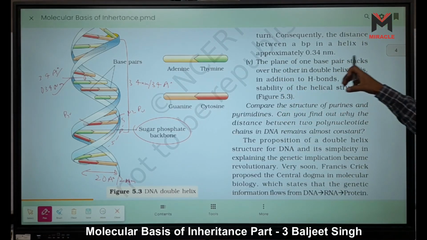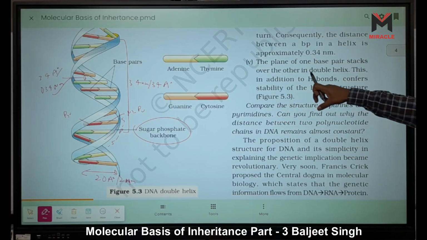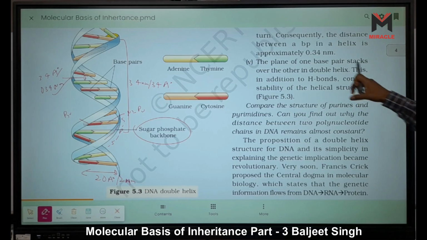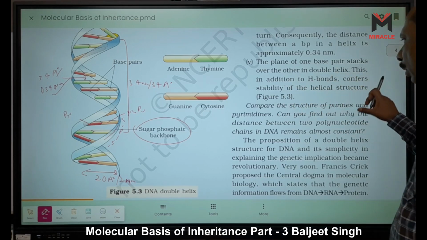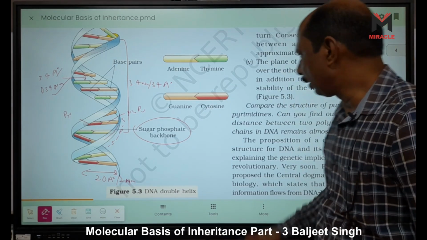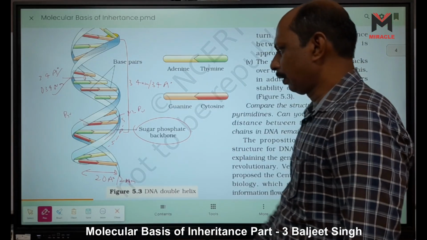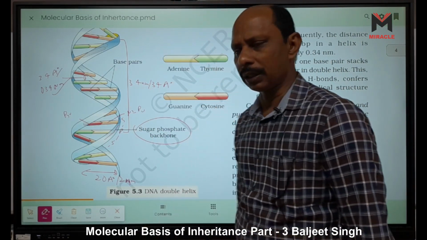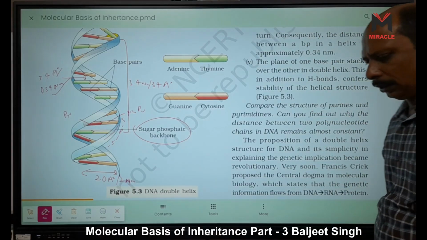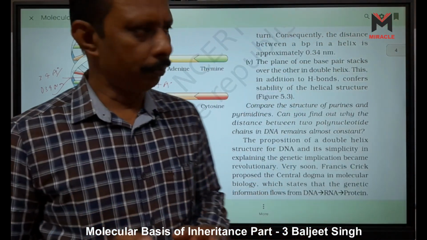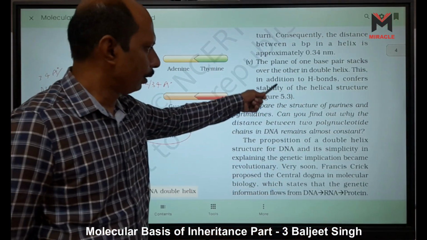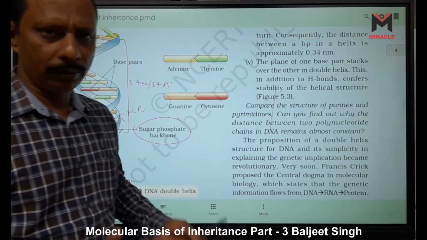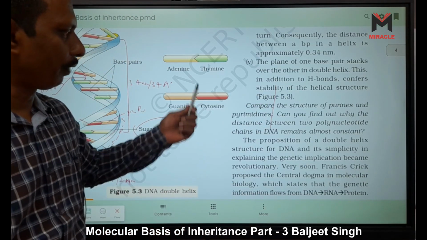The plane of one base pair stacks over the other in the double helix. This is additional: the hydrogen bonds confer stability to the helical structure, because they are stacked one upon another, so it becomes a stable structure, right? So these are some characteristics or properties of the DNA helix. We can say salient features.